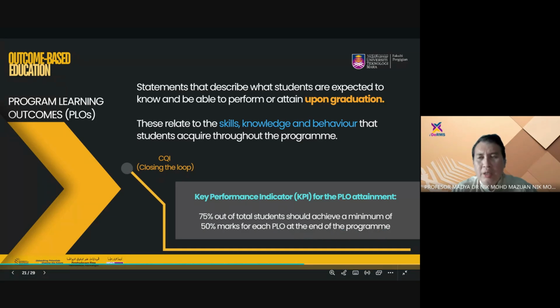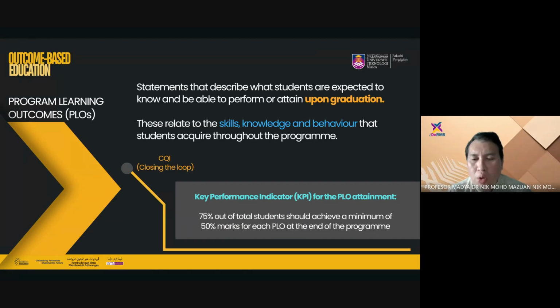So we need to gather all marks from the assessments that map to each PLO. When we gather the marks that map to each PLO, those marks should have achieved 50% of the total, and 75% of the students get 50%. If we get more than 75%, we have achieved our KPI. Is it a bit complicated for a Friday afternoon?